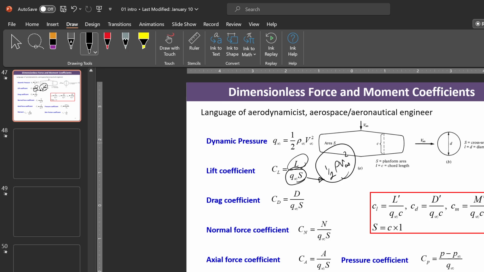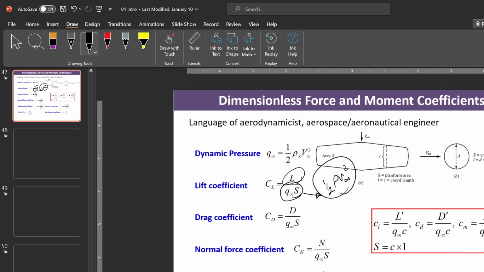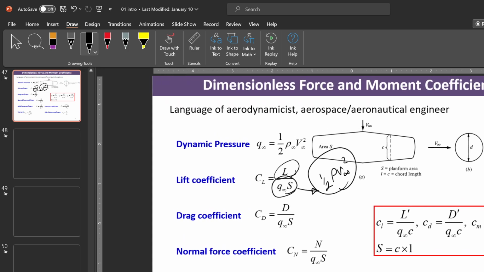For the drag coefficient, you divide your drag force by the dynamic pressure multiplied by the area. And which area is this? This is the span area, essentially the area of the wing. Normal force coefficient, the same thing. You divide the normal force by the dynamic pressure multiplied by the span area. Axial force coefficient, exactly the same thing.